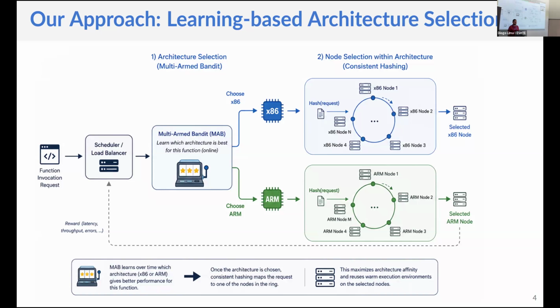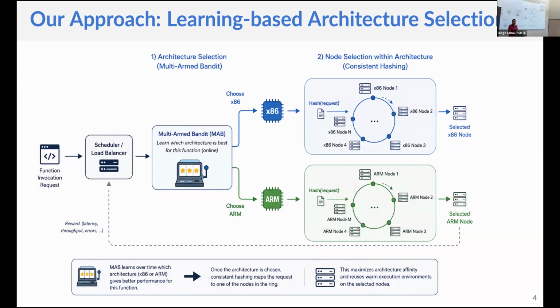So you said you're using context information to learn which architecture is best. Can you say a little more about what kind of information? Yeah. So far, the only contextual information we used is the utilization of the 2 pools of worker nodes we have, so x86 and ARM.